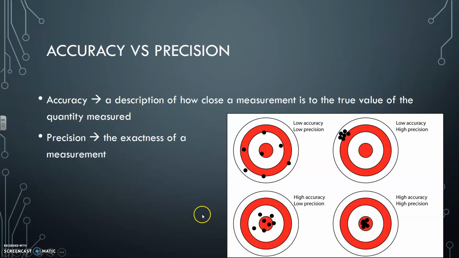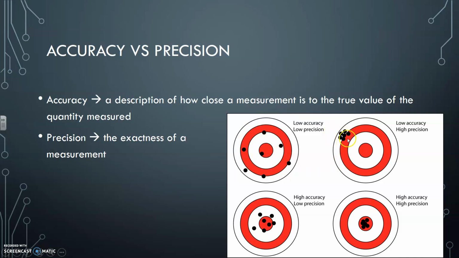You also have precision. Precision is how exact the measurement is. With precision, you have to have more than one reading, more than one measurement. Here, because we have all of our arrows spread out throughout the target, this is not precise. With precision, you want all of your arrows to hit basically in the same spot on the target, because it's repeatability. You repeat the experiment, you're getting the exact same number or very, very close to the same number. So we don't have precision on this target here.